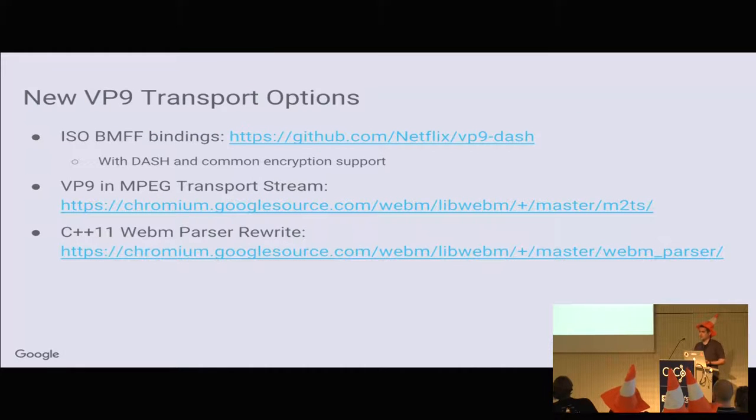We have some new transport options for VP9. We're continuing to invest in WebM, and we have a new WebM parser in C++11. But we understand that WebM isn't for everyone, and some people have large investments in other formats. We now have an official mapping for ISO BMFF, which is also known as MP4, and it includes DASH support and common encryption support. There's also some work in progress on transport stream encapsulation as part of libwebm. So if you're interested in transport stream, I recommend you check that out.